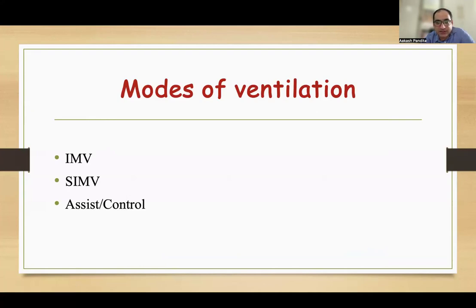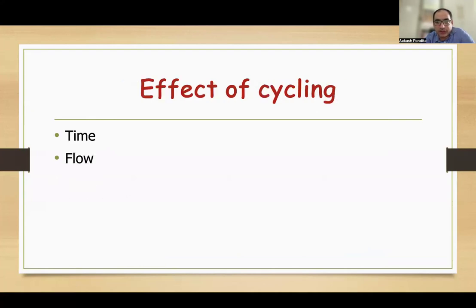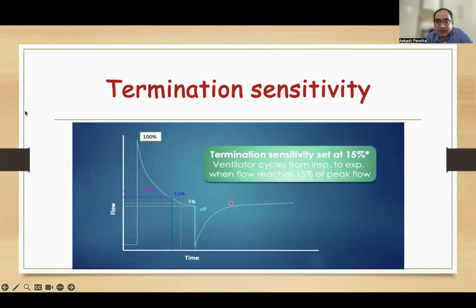Again, graphics are important to tell me about the mode of ventilation. We talked about the cycling. Usually the majority of the modes are time cycled. That is, we set a particular Ti, and until that Ti is finished, the inspiration continues, and after that the cycling happens, that is the expiration starts. But as we discussed in PSV, there is something called termination sensitivity, where there is flow cycling. Flow cycling is important because it also helps us gain some synchrony in expiration.